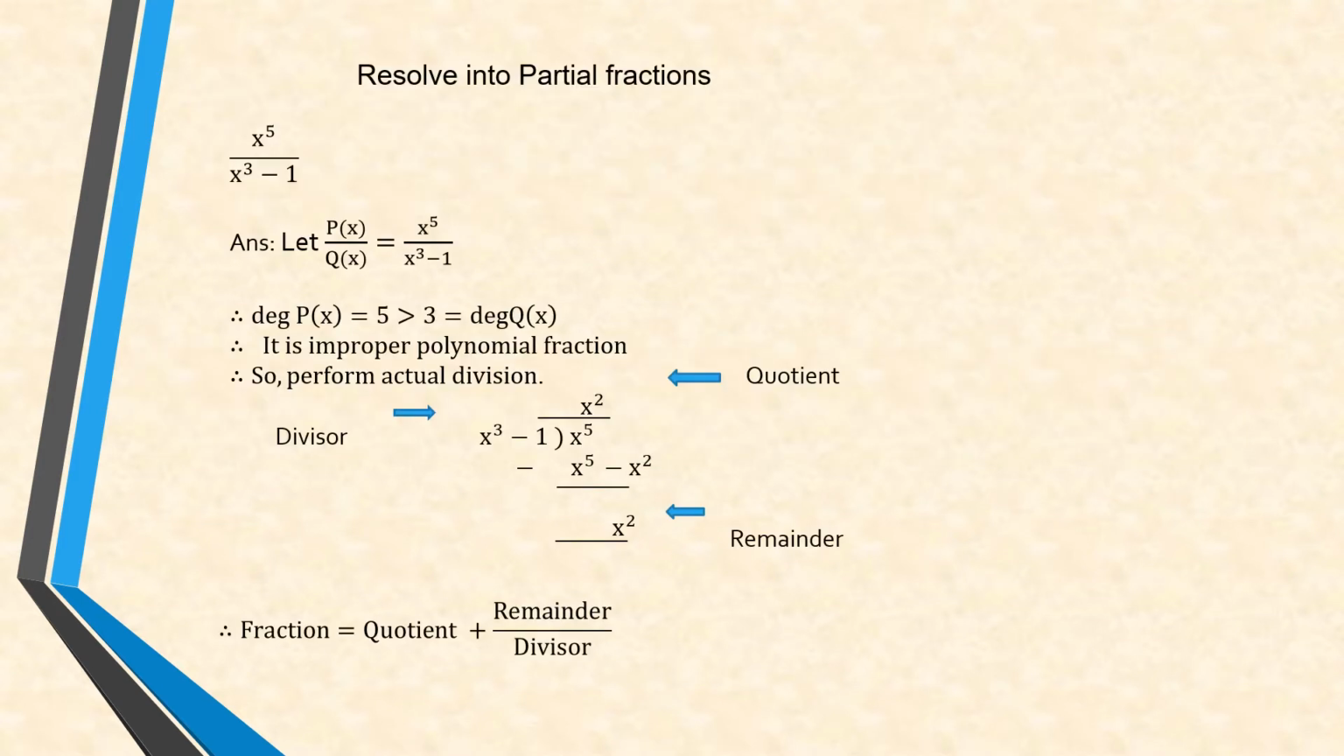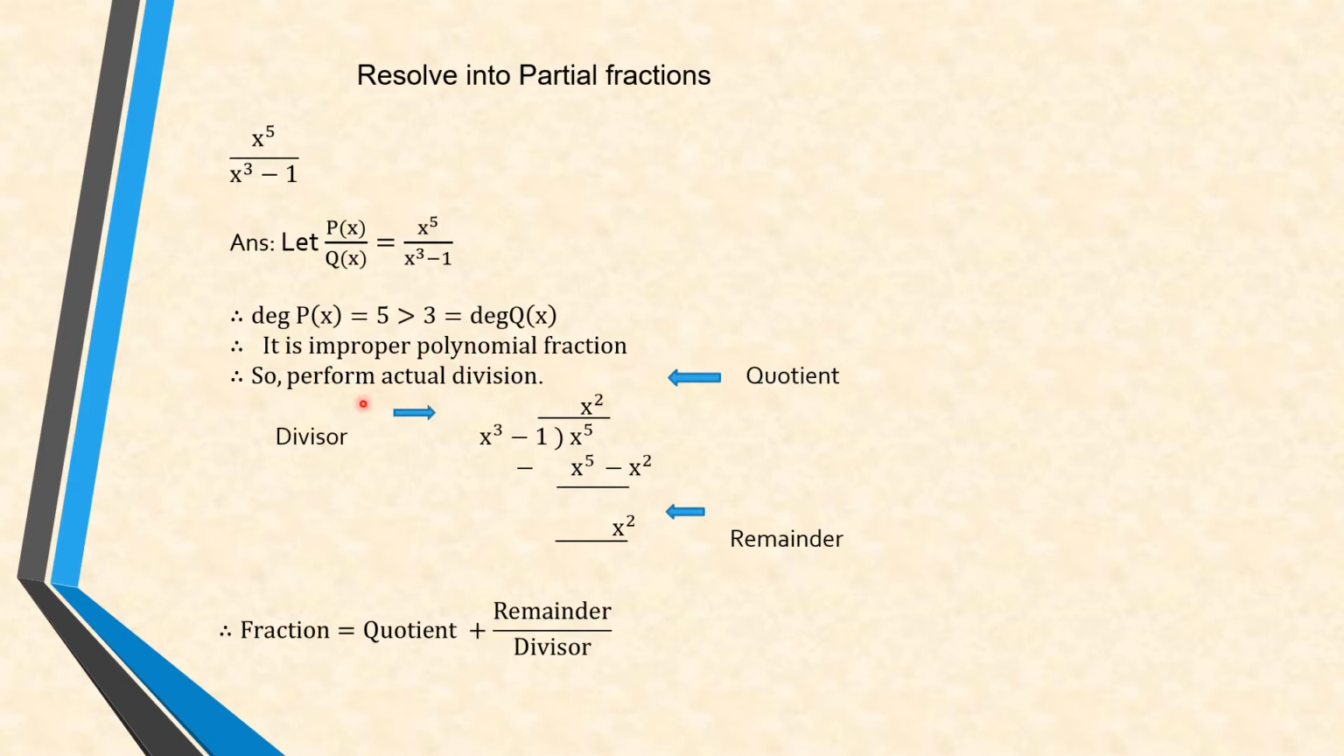So consider this example. Resolve into partial fractions x raised to 5 upon x cube minus 1. We'll name the fraction as p of x upon q of x, where p of x is x raised to 5. Power of x is 5, so degree p of x is 5. Q of x is x cube minus 1. Highest power of x is 3, so degree q of x is 3. Observe that degree of numerator is greater than degree of denominator. So this polynomial fraction is improper.